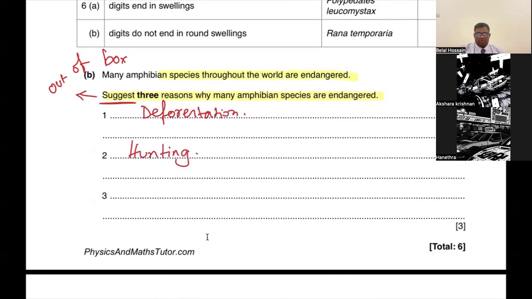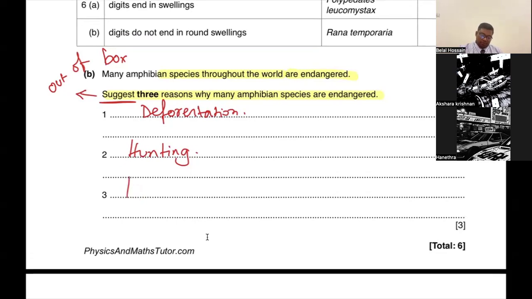But this is amphibian species, so I think they're all going to end up like frogs. You see, you don't understand it. Some cultures do eat frogs a lot. Might not be any culture that you lived with, but there are cultures that eat frogs a lot. So they might just simply hunt it for food. Number three, we can say lack of food or starvation, right? Because if you deforest it, then there will be no food. So they will die because of lack of food.